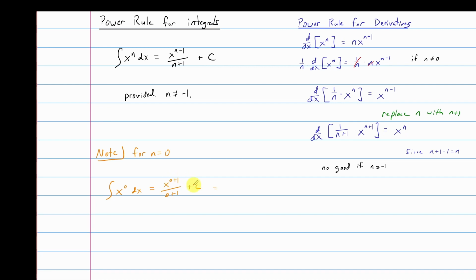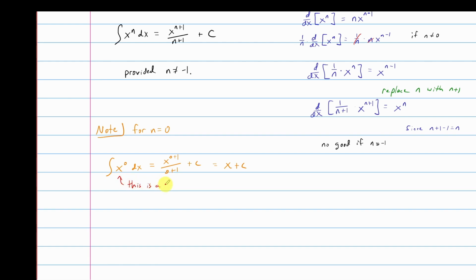Well, x to the 0 plus 1 is just x to the 1 over 1, so we just get x. x to the 0, though, is just a constant. So in general, if I integrate a constant, suppose I call my constant a, then I get ax plus c. Now again, this should make sense because I know when I differentiate a constant times x, I just get that constant. So if I antidifferentiate a constant, we get an x tacked on there.